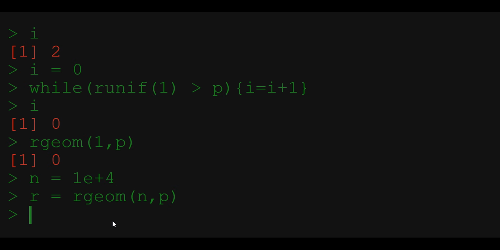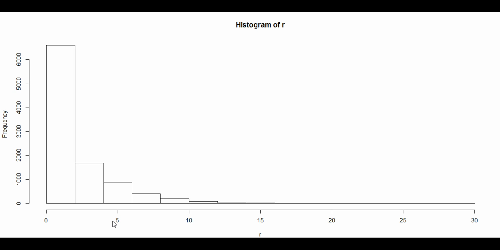Let's look at the histogram of R. So what do we see here? It looks like the biggest number we drew is somewhere around 30. That means that in this observation we had around 30 unsuccessful trials before the first successful one. We also see that most probability is accumulated in the low results, like 0 or 1.